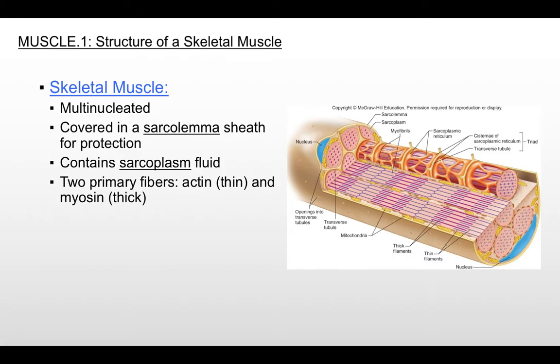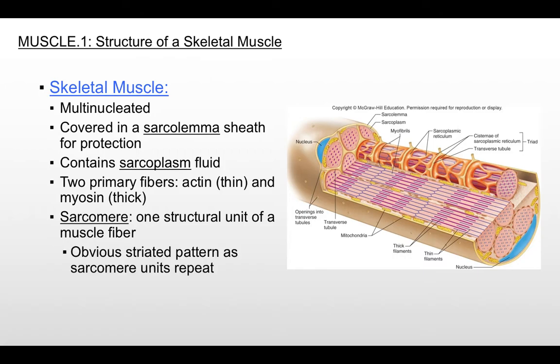There are two primary muscle fibers that we need to learn the names of. Actin is a thin fiber, and myosin is a thicker fiber, and those are going to be the two primary tools that we use in order to contract a muscle. We call one of those bundles, one of those structural units, a sarcomere. And we'll highlight the anatomy of a sarcomere on the next slide. But when you look at muscle, you'll see a very obvious striped pattern as those sarcomere units repeat.